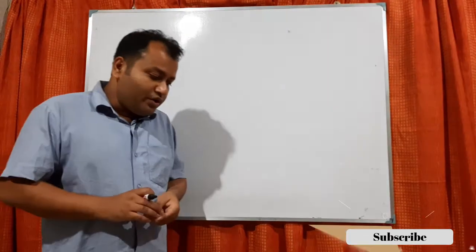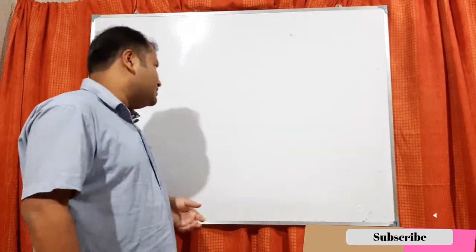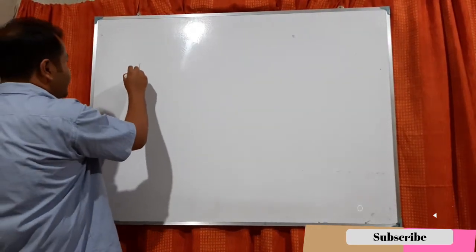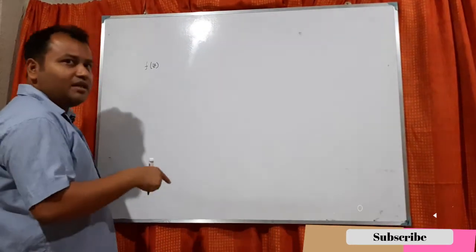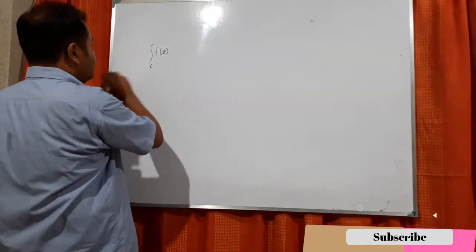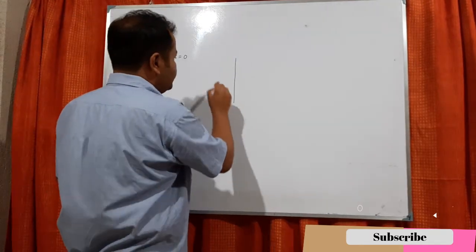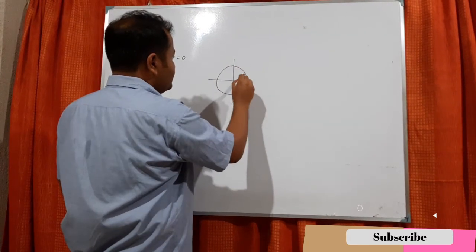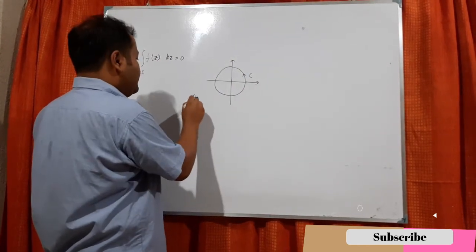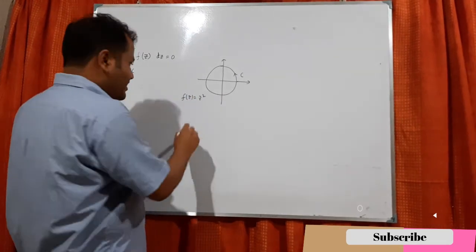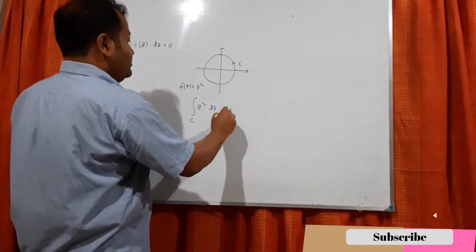So in this class we will discuss the extension of the Cauchy-Goursat theorem. The Cauchy-Goursat theorem says that if f(z) is a function which is analytic on and within a simple closed curve C, then the integration will be 0. For example, if we take a circle, so this is C, and a function f(z) = z squared, then the integration of z squared dz on this circle will be 0.